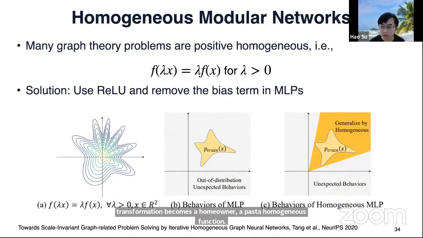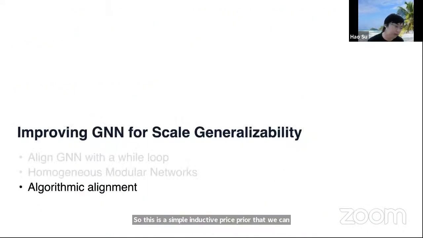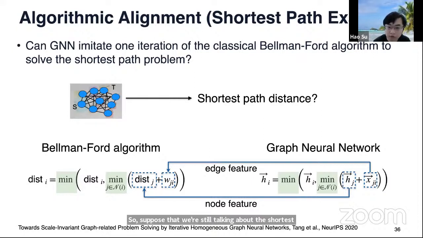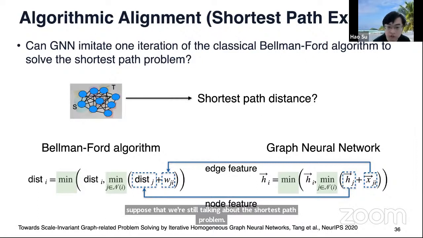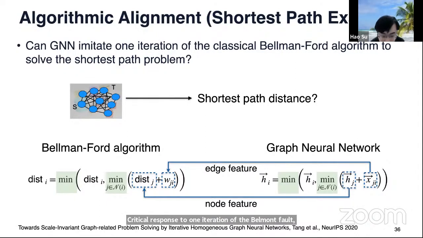So this is a simple inductive prior that we can add, which is very effective, as I will show soon. Okay. And there's a third perspective, which corresponds to the loop body. Suppose that we're still talking about the shortest path problem, and then one iteration of the GNN could correspond to one iteration of the Bellman-Ford algorithm.